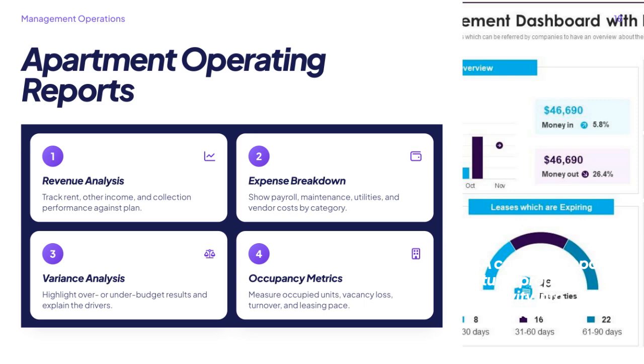Then, there's variance analysis, which highlights areas where we are over or under budget. Understanding these variances helps us identify the reasons behind the differences and take corrective actions. Lastly, we look at occupancy metrics. These measure how many units are occupied, the impact of vacancy loss, turnover rates, and the pace of leasing. By closely monitoring these metrics, we can make informed decisions that improve property performance. Altogether, this report transforms daily property activities into actionable insights for better management.